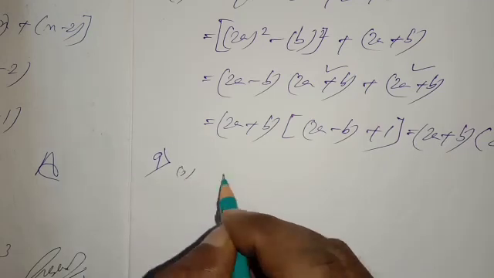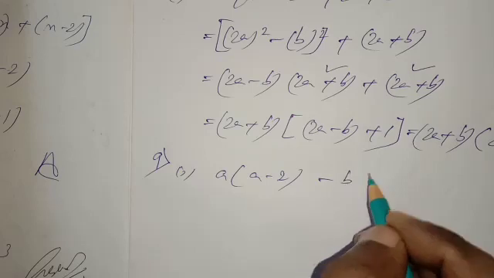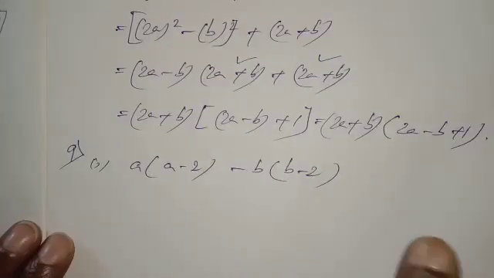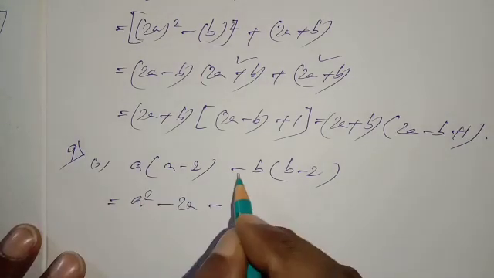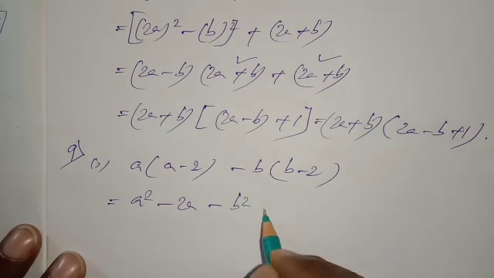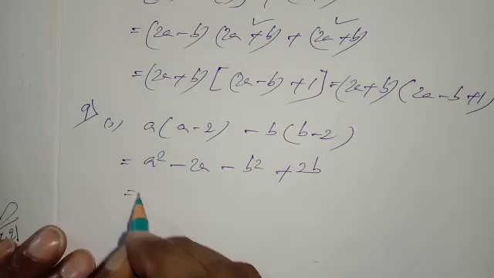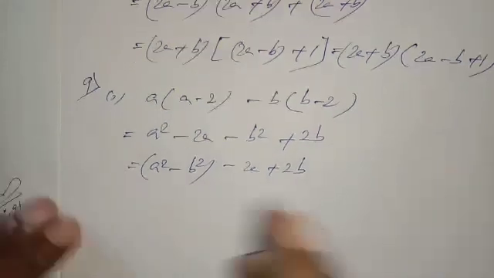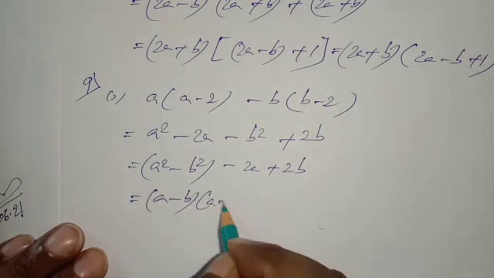Question 9 first part: a whole into a minus 2, minus b whole into b minus 2. This is the question given. How to solve? How to open the bracket? This will be a square minus 2a, and if we multiply this one, this will be minus b square plus 2b. Now make the group like this. a square minus b square one group, and minus 2a plus 2b another group. From here you have to apply a square minus b square formula, that is a minus b, a plus b.